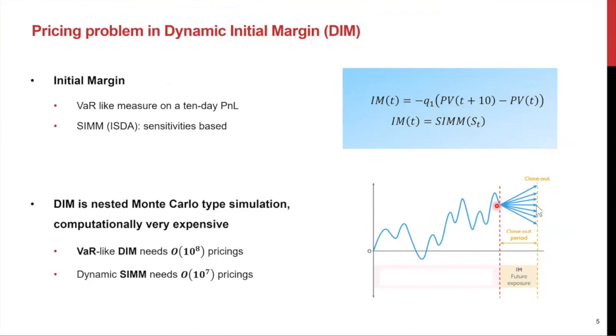But you've got a million of these nodes. That becomes quite expensive. If it's through SIMM, then you need to compute sensitivities at that node, and then with that, you can compute initial margin. So the costs that we're talking about here are of the order of 10 to the 8, so 100 times higher than a typical CVA calculation, and for SIMM it is 10 to the 7. So both of them are quite expensive.